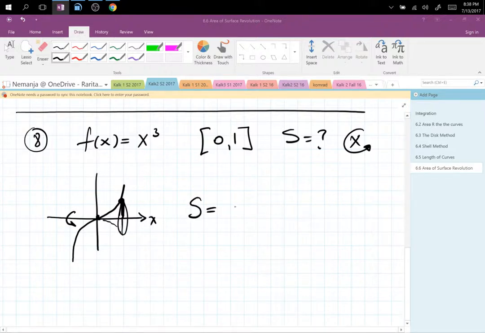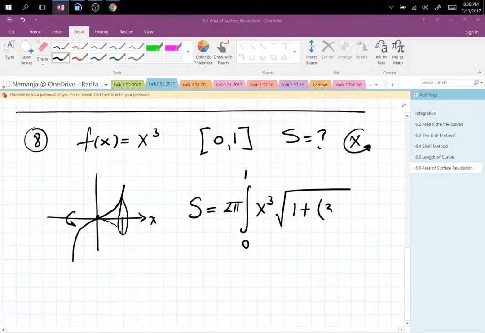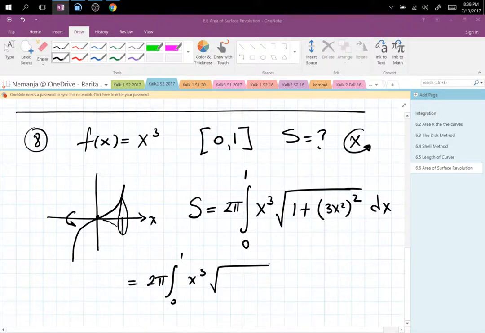So S is equal to 2 pi integral 0 to 1. Those are our limits. And we have x cubed and then the square root of 1 plus the derivative, which is 3x squared, and then we have to square that, dx. That gives us 2 pi integral 0 to 1 of x cubed, and then under the square root I have 1 plus 9x to the 4th, dx.